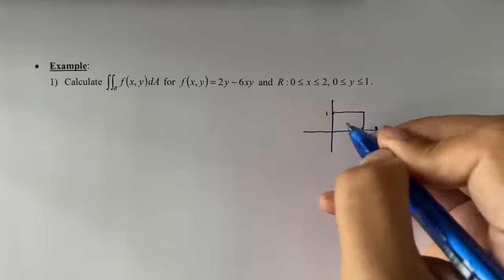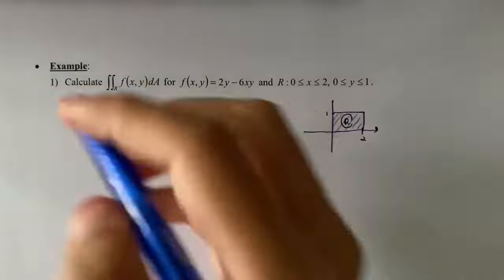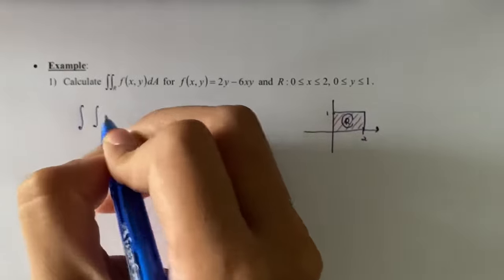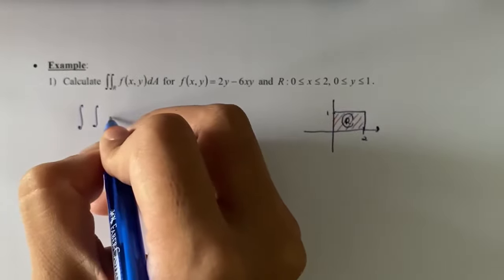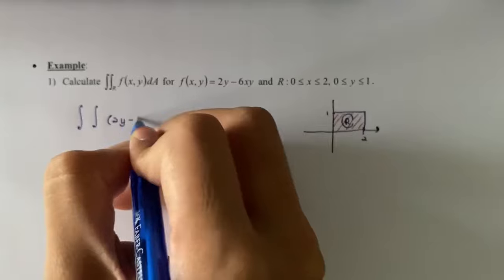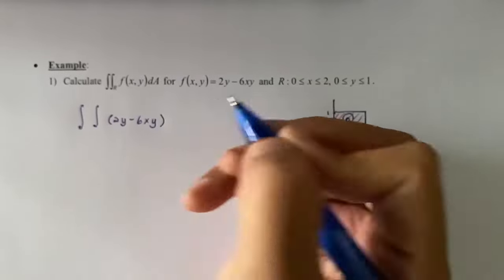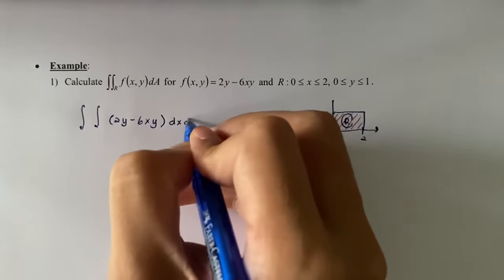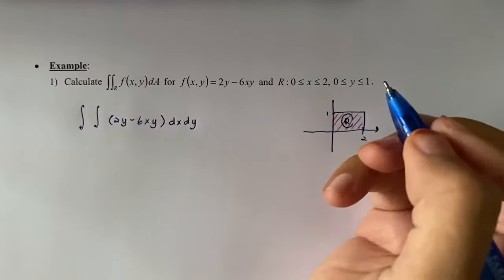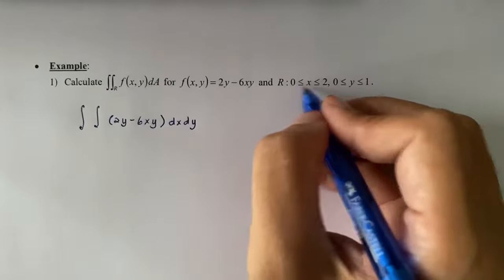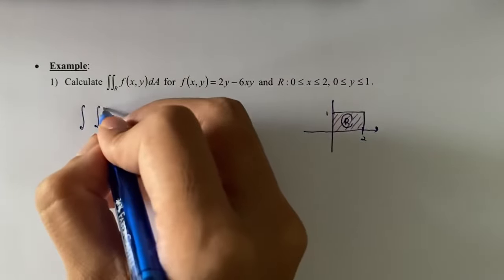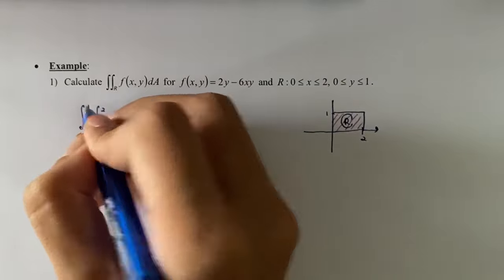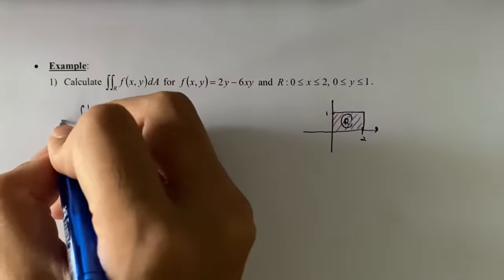So here is our region. To calculate this one, you can set up the double integration of f(x,y), which is 2y minus 6xy. You can do the integration for dx dy, and then put the limit for x, which is 0 to 1, followed by the limit for y, 0 to 1. So this is A.